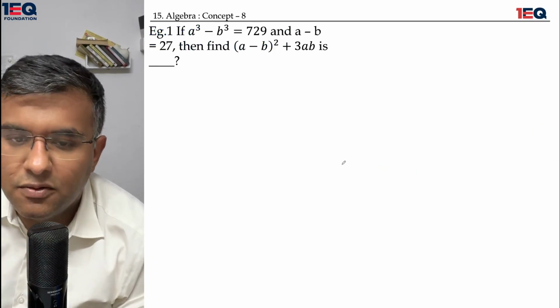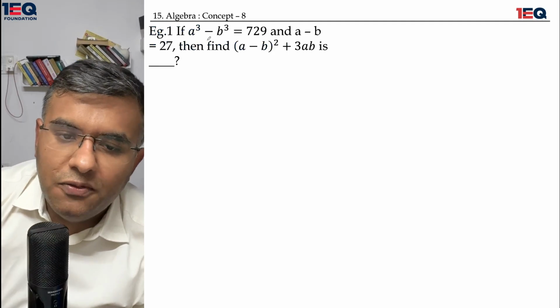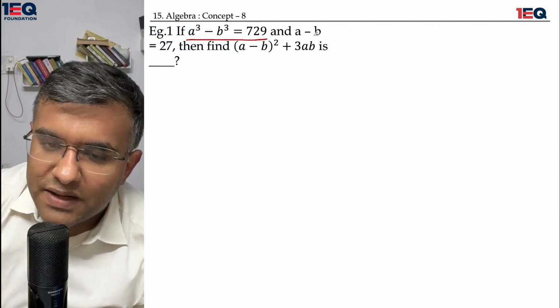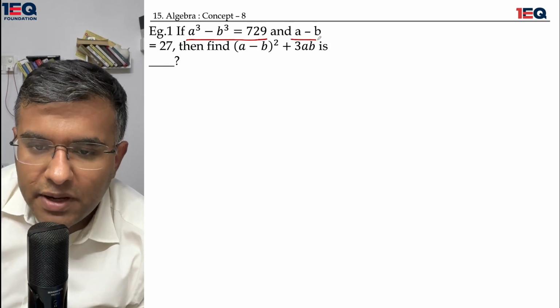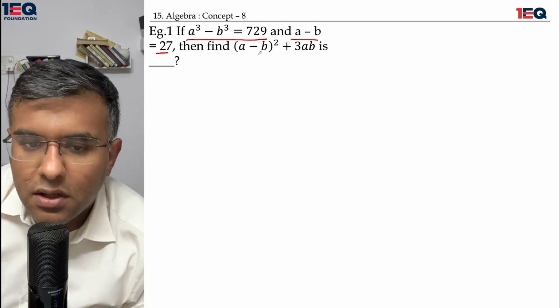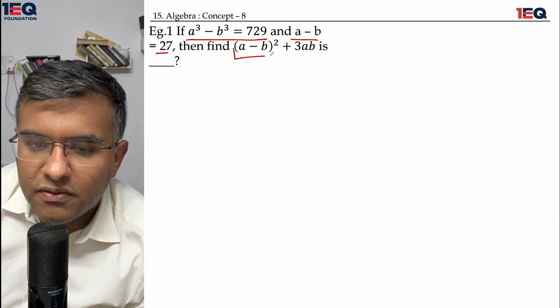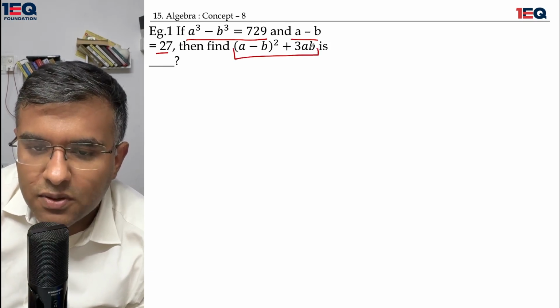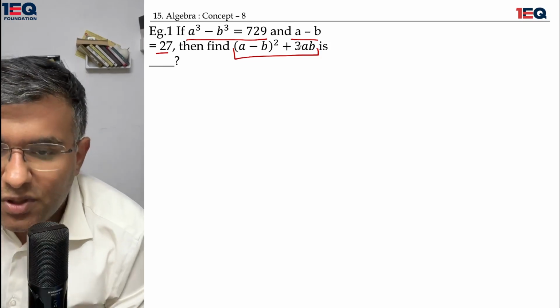Let's move ahead. If a cube minus b cube has been given as 729 and a minus b has been given as 27, then find the value of a square, a minus b whole square plus 3ab.